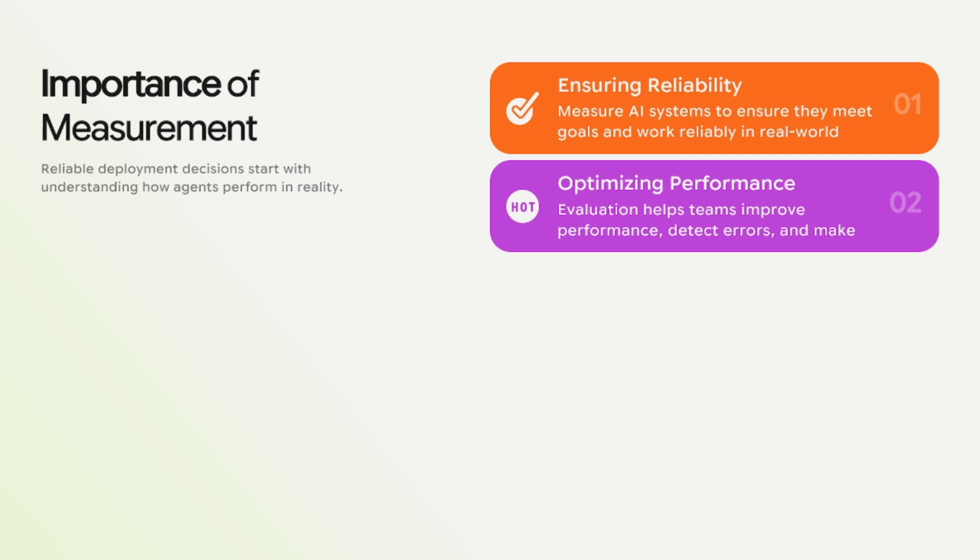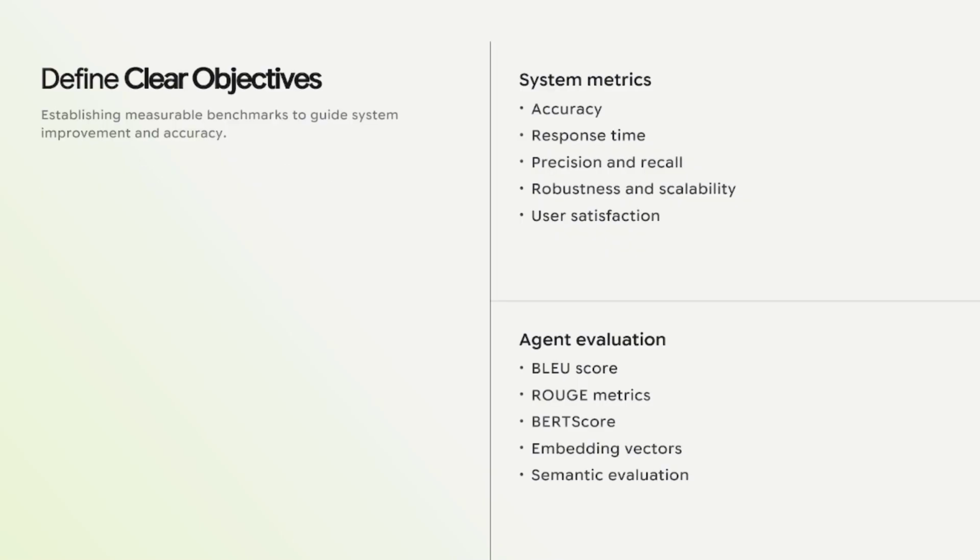Make sure the measurement of agentic system design ensures reliability. It also ensures that the system is performing to the best level of its design. So measure AI systems to ensure they meet goals and work reliably in the real world. Evaluation also helps teams improve performance, detect errors, and make optimization feasible.